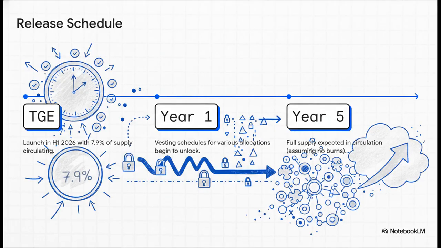And this timeline here maps out that slow release. From the launch in 2026, it's a 5-year journey to get to full circulation. So this isn't a flood of tokens hitting the market all at once. It's more like a slow, predictable drip that's designed for long-term stability.